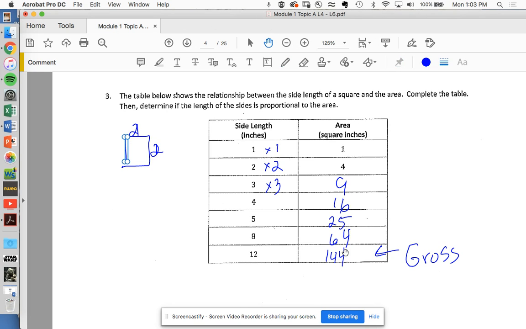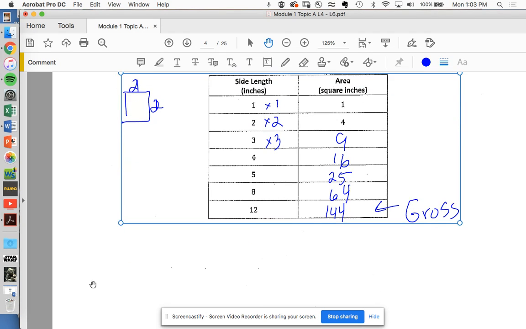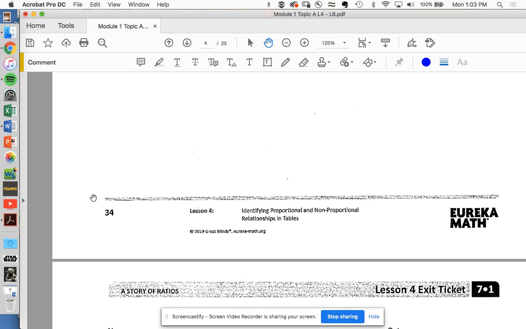Okay? Now, is this proportional? Did I do the same thing to every side length to get to the area? No, I did it by whatever it was. It has to be the same, times 2, times 2, times 2, times 2. These are all different numbers. So this is not proportional. That make sense? All right.